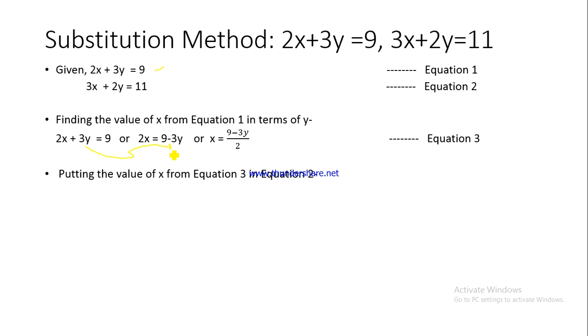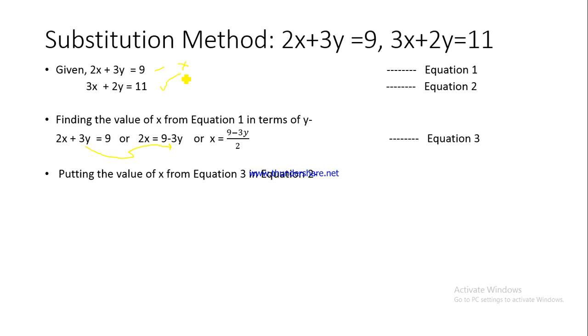Now please understand one more aspect. Here, to find the value of x in terms of y, you used equation 1. You have found out the value of x from equation 1. So now when you are putting this value, you don't put it in the same equation, you have to put it in the other equation. Since you have found out the value of x in terms of y from equation 1, don't put this value in equation 1, don't put it here. You have to put it in this particular equation.